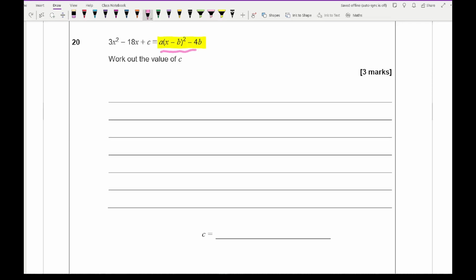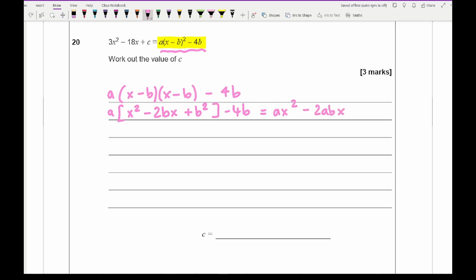So if we look to expand this out, what we end up with is a(x minus b) squared minus 4b. And then expanding the brackets, we get a, and then we're going to get x squared minus 2bx plus b squared, minus 4b. Now if we collect all the like terms together, we'll just expand these square brackets, we get ax squared minus 2abx plus ab squared minus 4b.